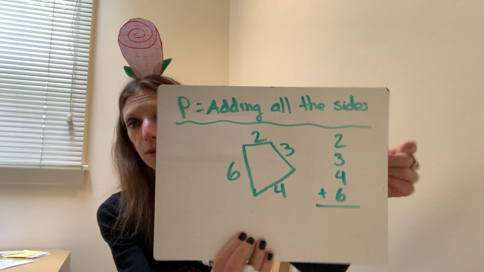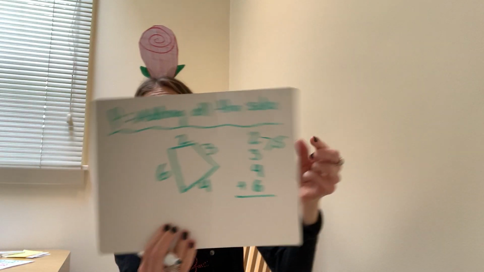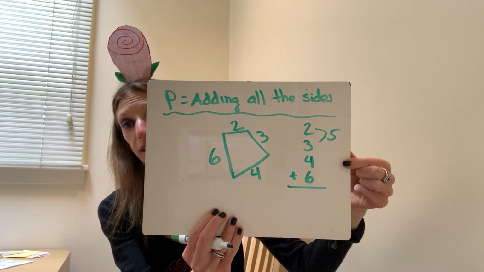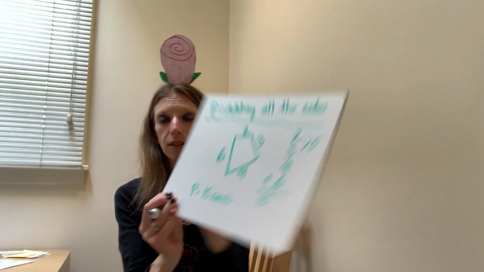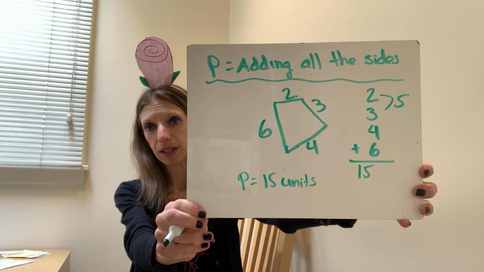So I'm going to say 2 plus 3 plus 4 plus 6. Again, I'm going to do my sideways caret. 2 plus 3 is 5. 5 plus 4 is 9, and then I know 9 plus 6 is 15. So perimeter equals 15 units. 15 units, easy. Now, let's see, you may be adding more than 4 numbers today.